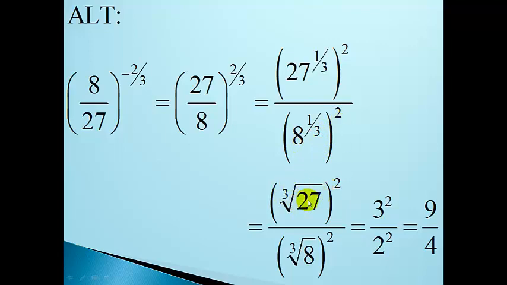Now when you take the cube root of 27, the result is 3. So we have 3 exponent 2, all divided by, when you take the cube root of 8, the result is 2. And don't forget your exponent 2. So we have 2 squared. Now 3 squared is equal to 9, and 2 squared is equal to 4. And we can see that the answers are the same. This answer is the same as the answer we had when we used the alternative number 1.